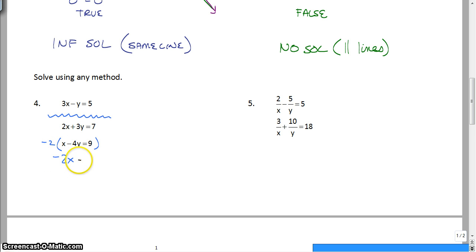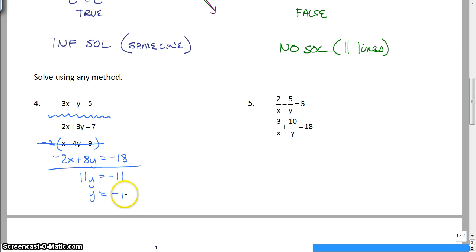This is negative 2x plus 8y is equal to a negative 18. So I'm going to use that with the one above. My x's are going to cancel. 3y plus 8y is 11y. And 7 minus 18 is equal to negative 11. So that's going to mean y equals a negative 1.